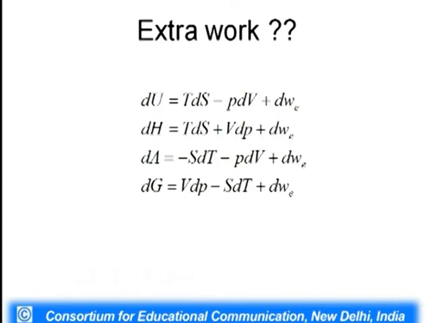Then I introduced you to extra work, which is work other than PV work. When extra work is involved, the equation changes and you get one extra term called dWe. So you simply write dU is equal to TdS minus PdV plus dWe. For all these parameters we just add dWe.